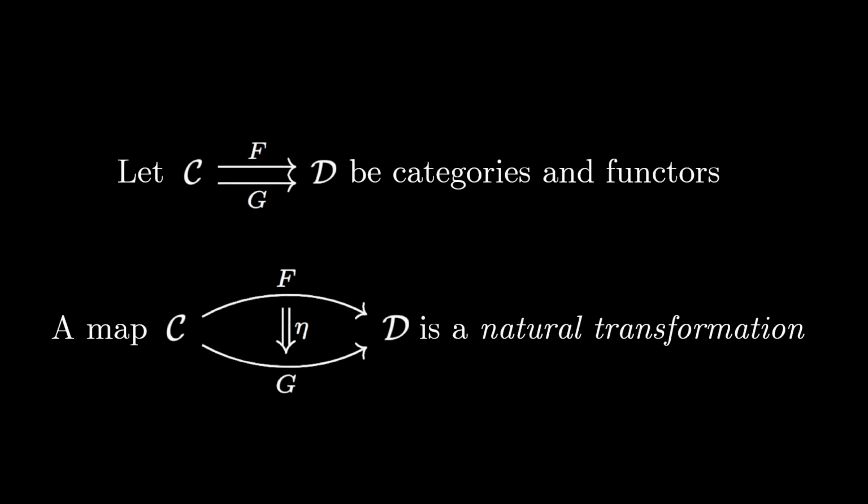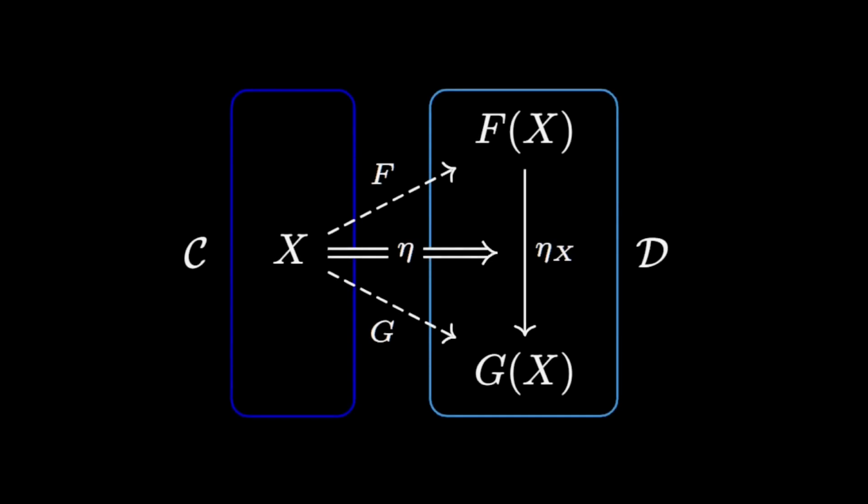F and G each map objects and morphisms in C to objects and morphisms in D. To define a mapping from F to G, we want to associate objects and morphisms in D mapped by F to objects and morphisms in D mapped by G. So, first, consider the effects of F and G on a single object, x, in C. X is mapped to two objects, Fx and Gx, in D.